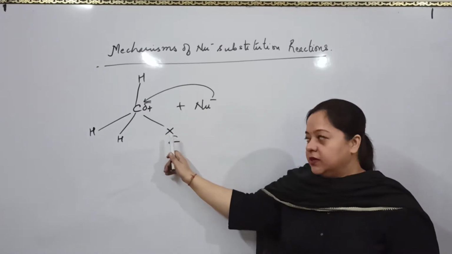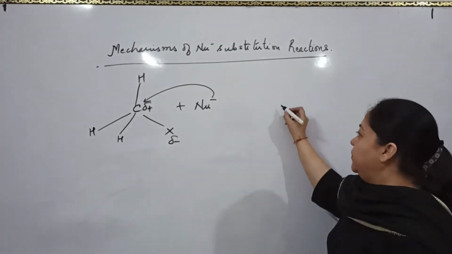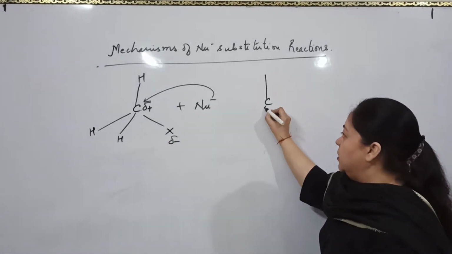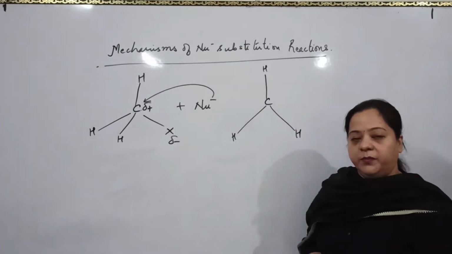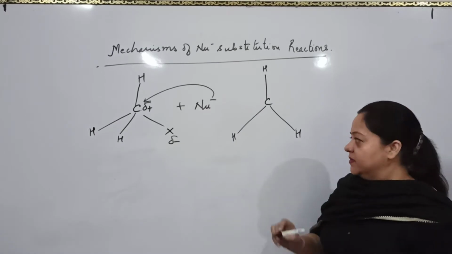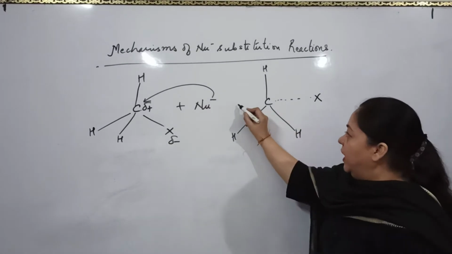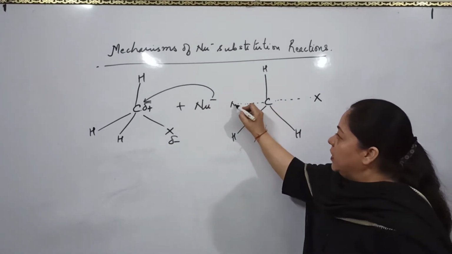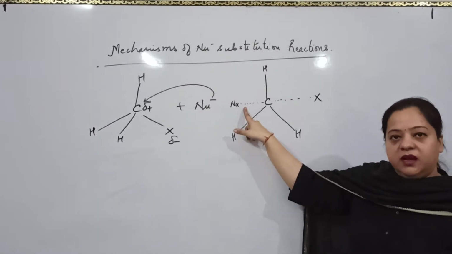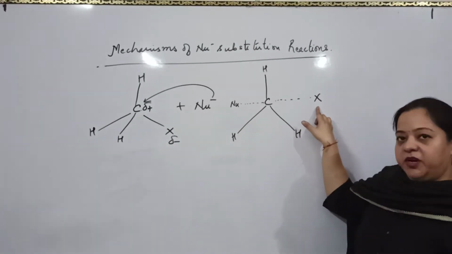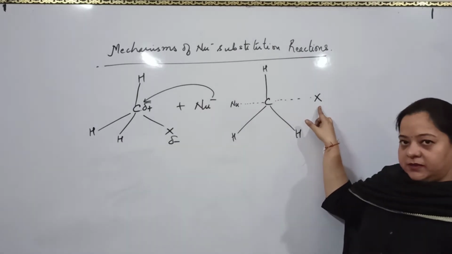The carbon-halogen bond breaks and the carbon-nucleophile bond is formed. This bond breaking and bond formation take place simultaneously. Here carbon forms 3 sigma bonds with 3 H atoms. Here we show the bond breaking with halogen and bond formation with the incoming nucleophile. This is bond formation with the incoming nucleophile and bond breaking with the leaving group, that is halogen in this case.